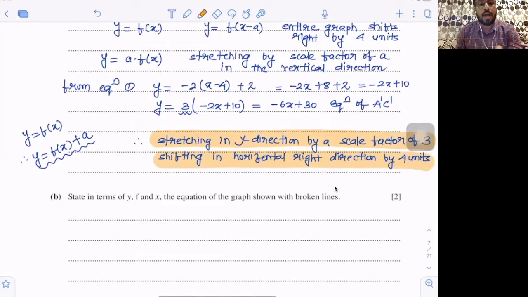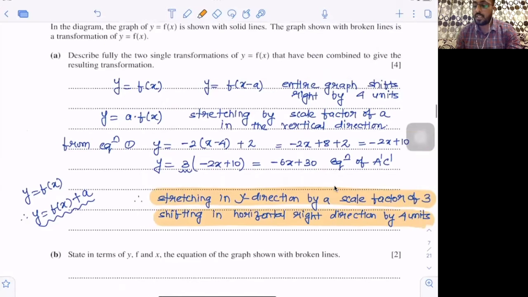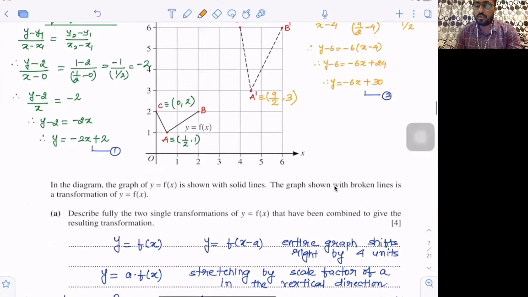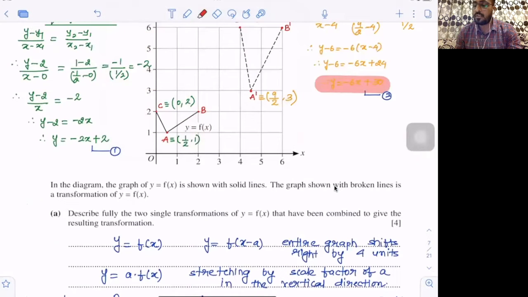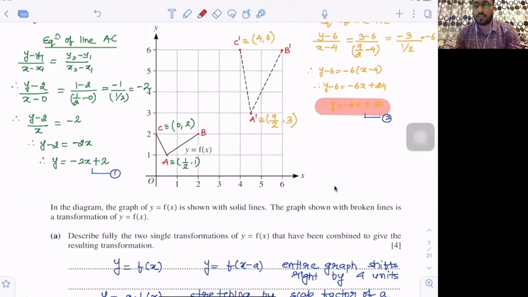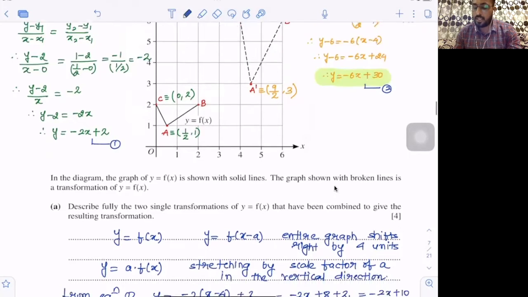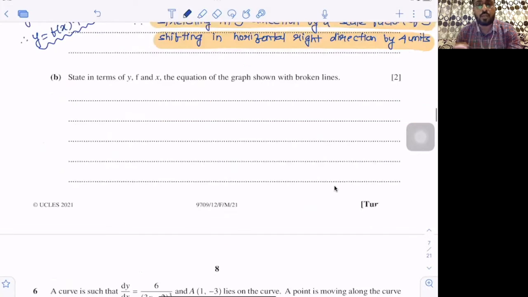State in terms of y, f, and x the equation of the graph shown with the broken lines. Equation of the graph shown in broken lines is this, isn't it? So y is equal to minus 6x plus 30. You cannot see it. Let's use a different color. So I can have y equal to minus x plus 30. Even if you do this with line AB and A prime, B prime, you will still end up with the exact same equation.